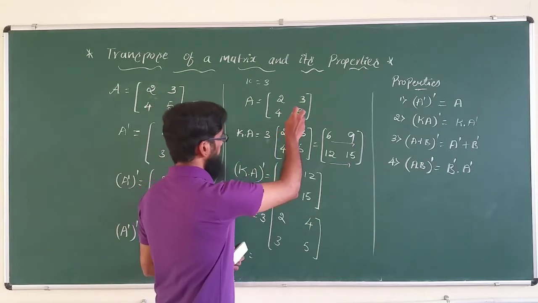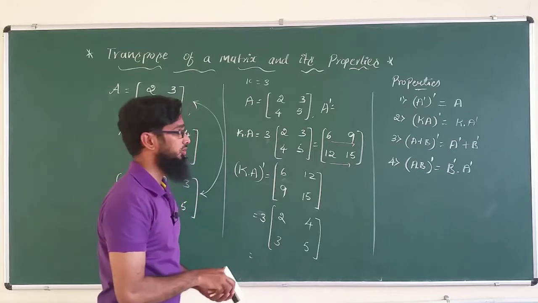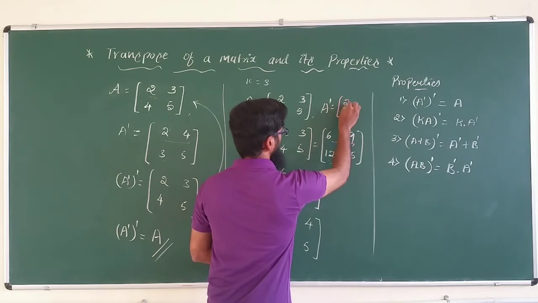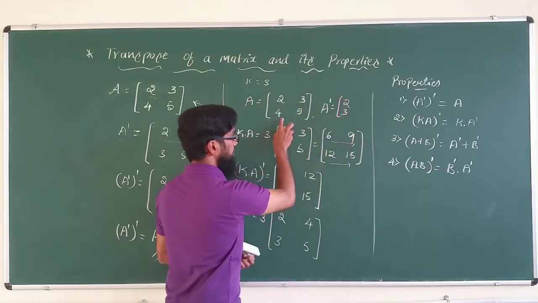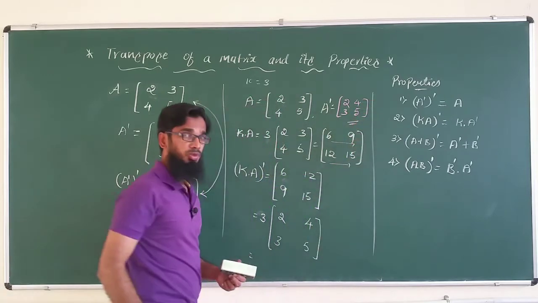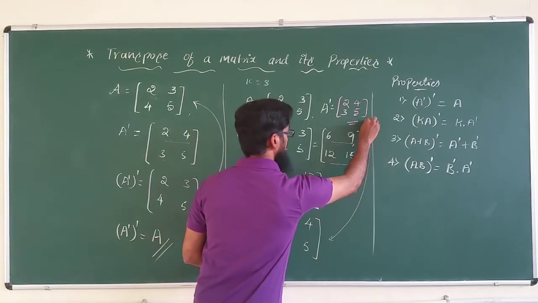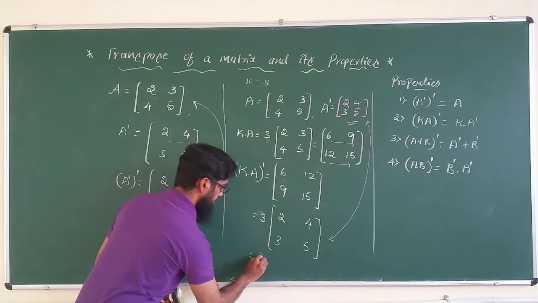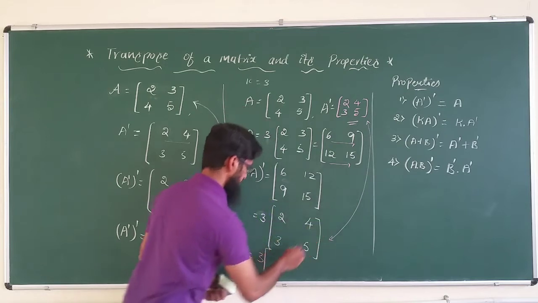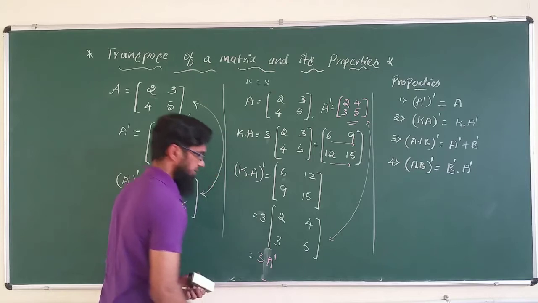Now I just find the A transpose for the given matrix. What is the A transpose here? Change the rows to columns: the first row becomes the first column, and the second row becomes the second column. This is the A transpose that I am getting. Now just compare these two. This is the constant 3, with 2 4 3 5, and 2 4 3 5 is the same matrix.